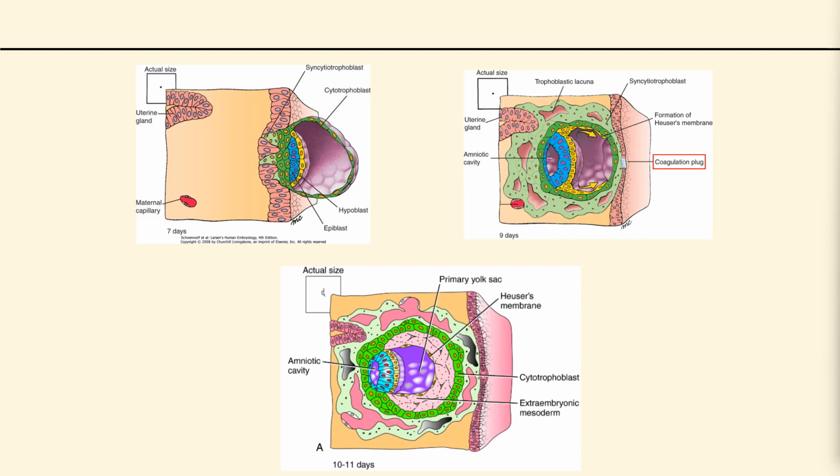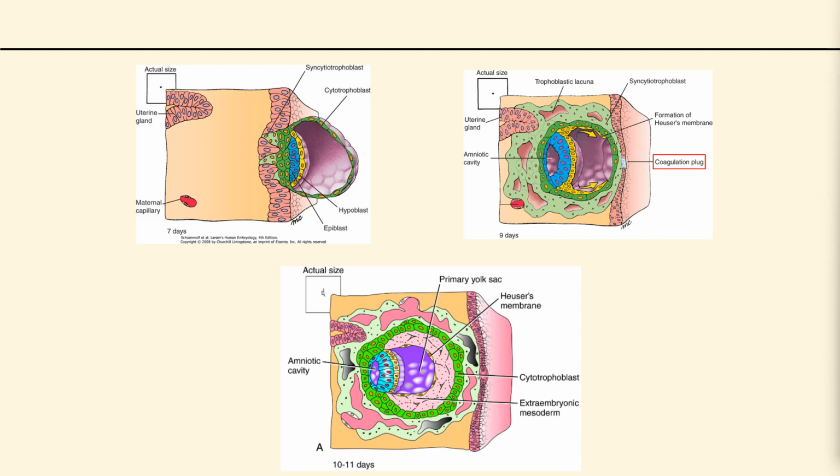We can see the syncytiotrophoblasts surrounding the embryo. These have been the ones responsible for the burrowing and the anchoring of the embryo in the uterine lining. Additionally, these cells are working on eroding the maternal capillaries and forming the beginnings of a uteroplacental circulation. They form these lacunae, which are little lakes of maternal blood flow.